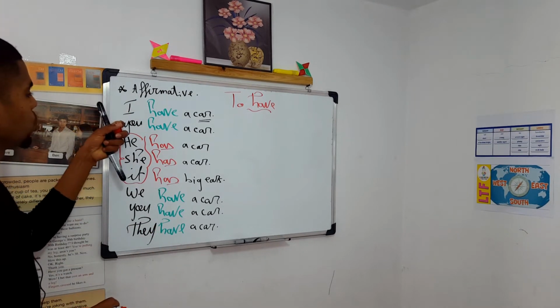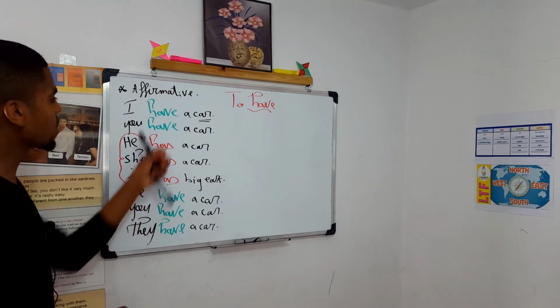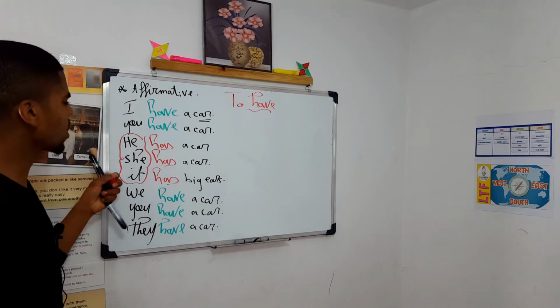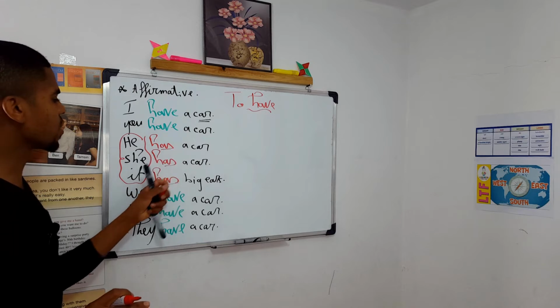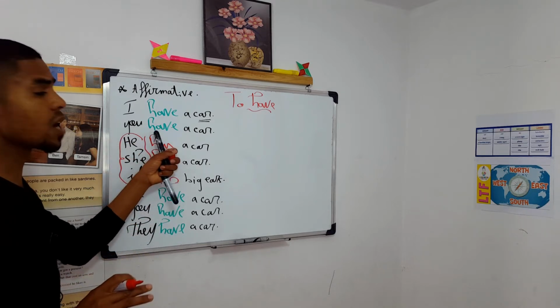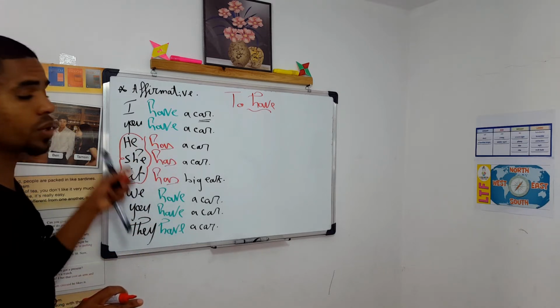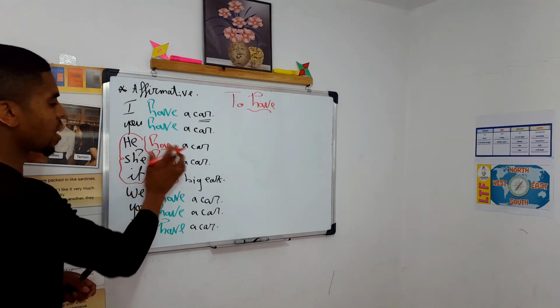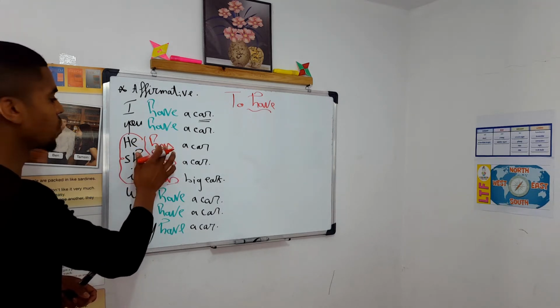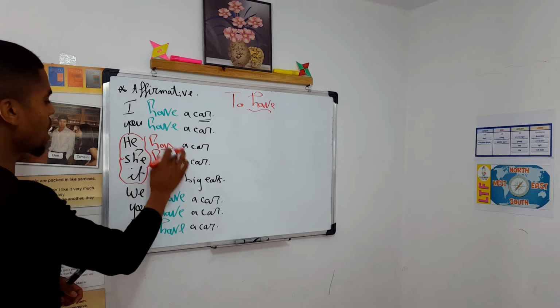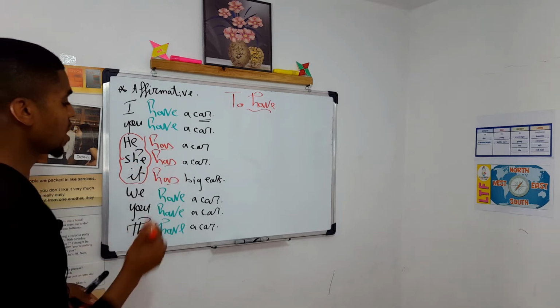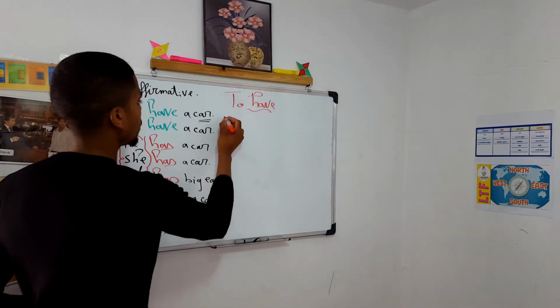With I, you, we and they we use have. With he and she and it we always use has. Okay, it's never have with she or he or it. We always use has with them, not have. We don't say he have. We say he has, she has, it has. This is for affirmative form.